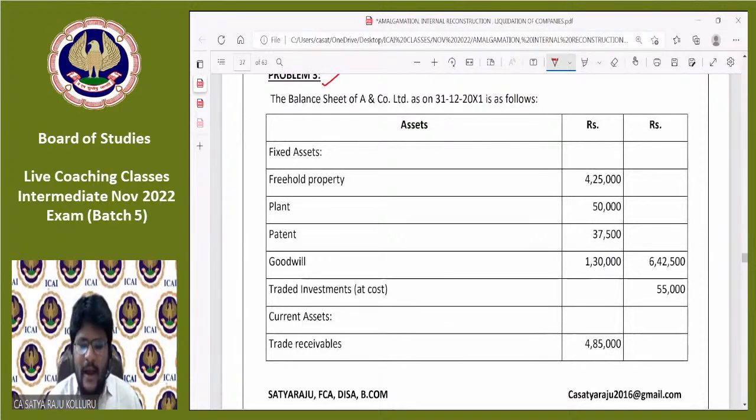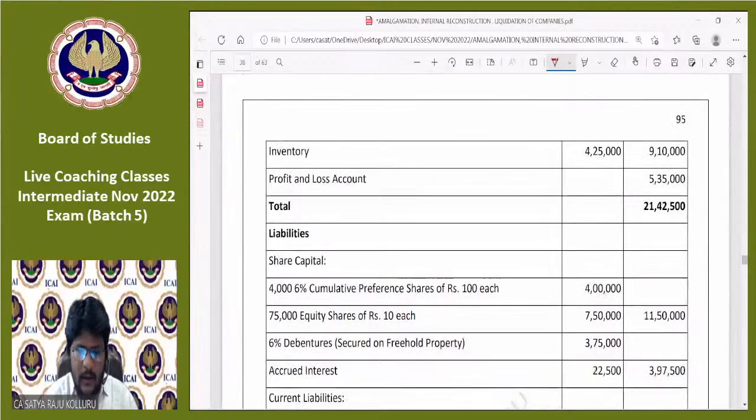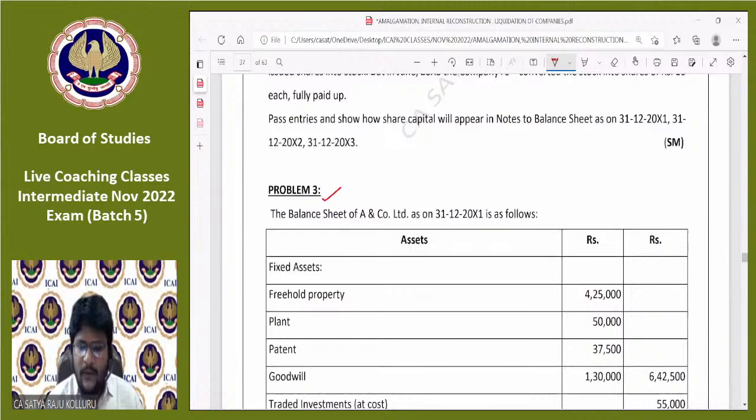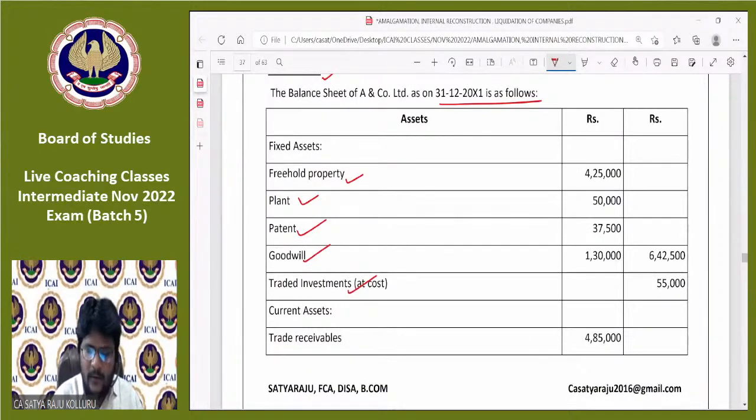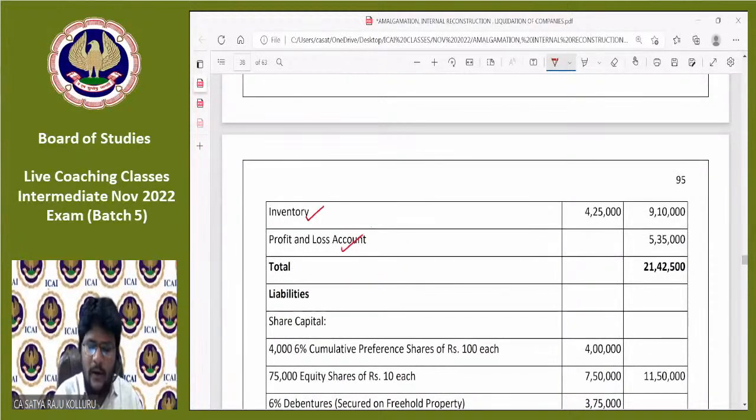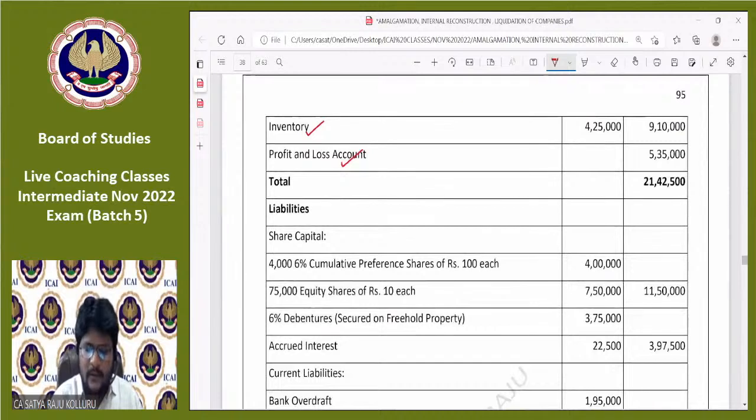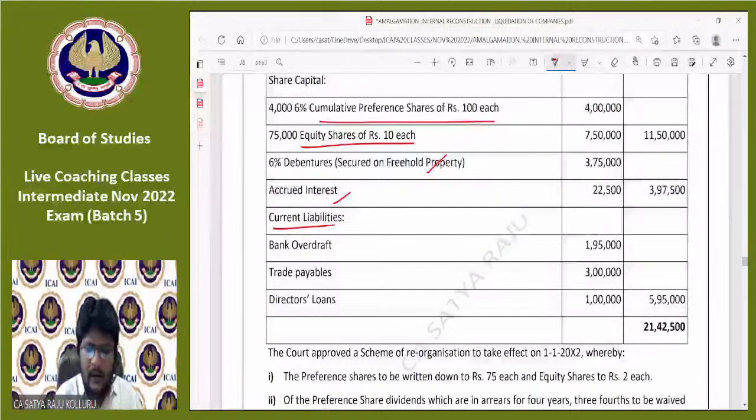The balance sheet of A and Company Limited as on 31st December 2011 is as follows. Fixed assets: freehold property, plant, patent, goodwill, trade investments. Under current assets: trade receivables, inventory, profit and loss account. Under liabilities: share capital, cumulative preference shares, equity share capital, debentures, accrued interest. Under current liabilities: bank OD, trade payable, director's loan.